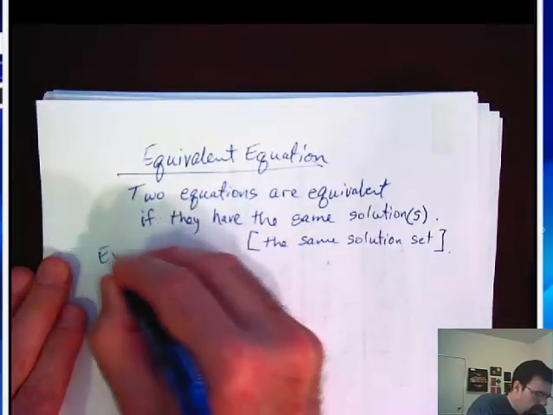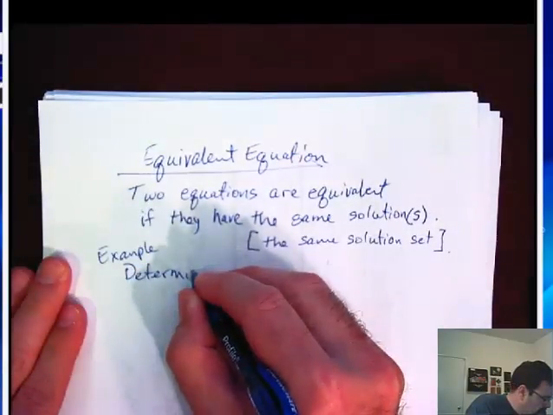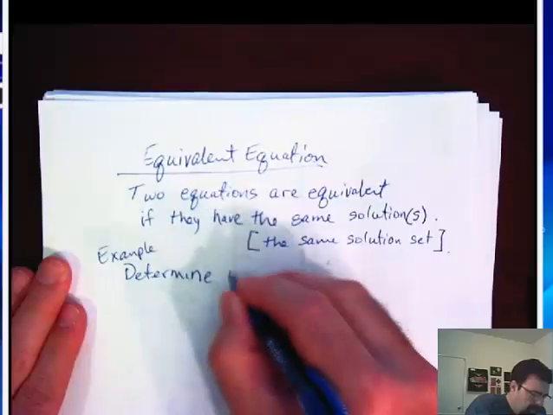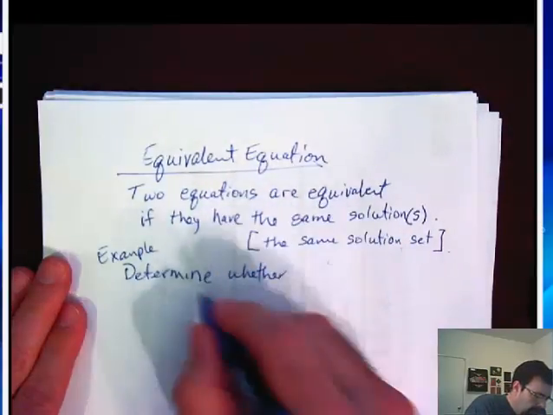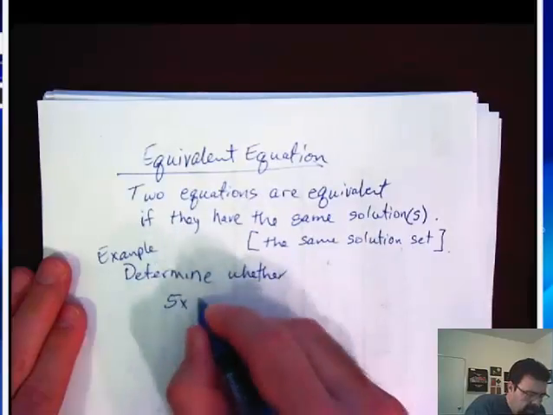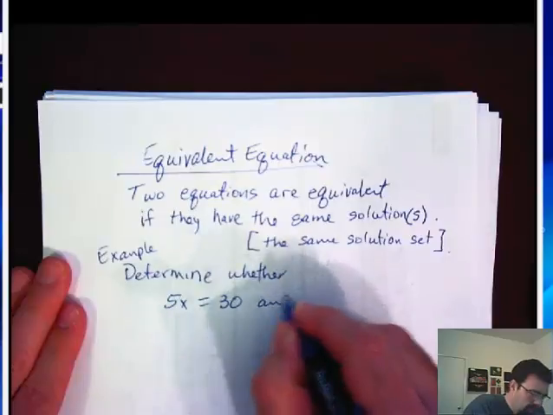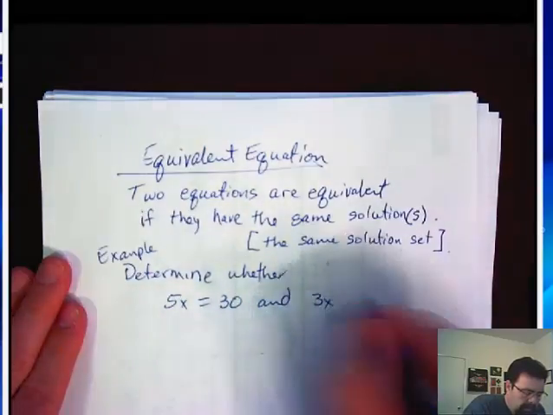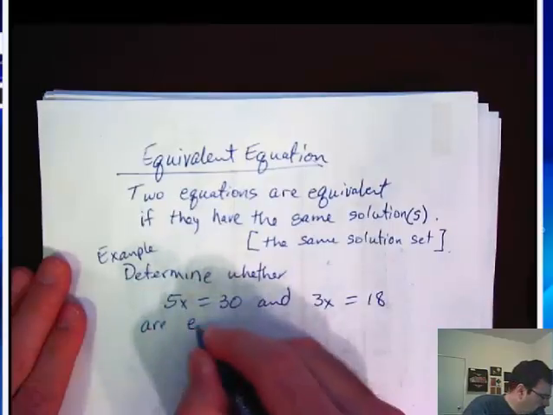So here's an example. Determine whether 5x equals 30 and 3x equals 18 are equivalent equations.